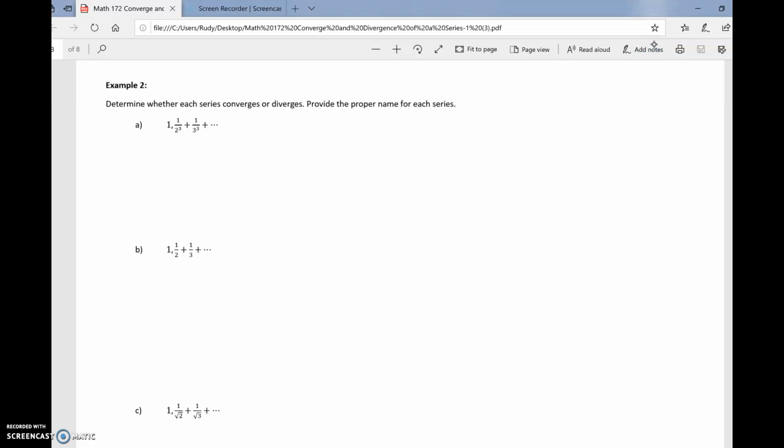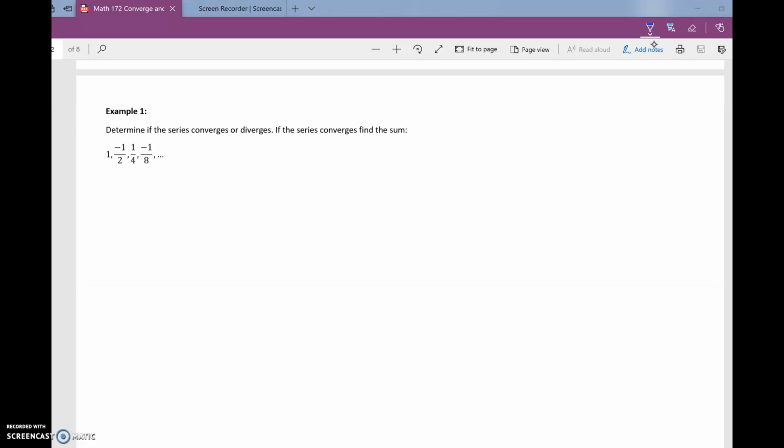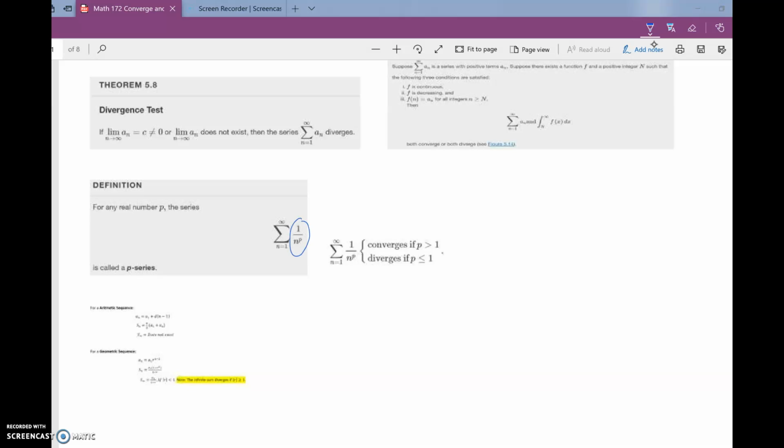Hi class, let's take a look at example 2. And in example 2, we have a specific type of series. Notice the problems A, B, and C can actually be written of the following form. So let me review the formulas. And you technically have this sort of a scenario, which we basically just name a P series.